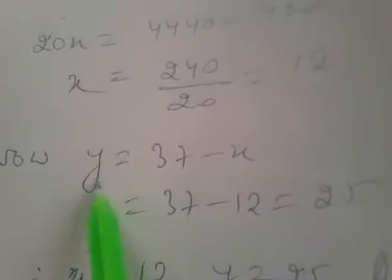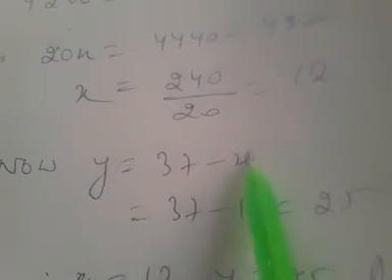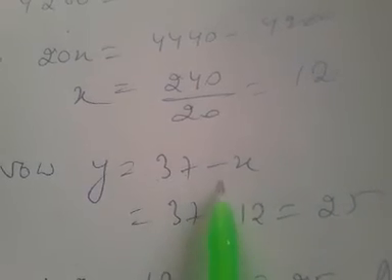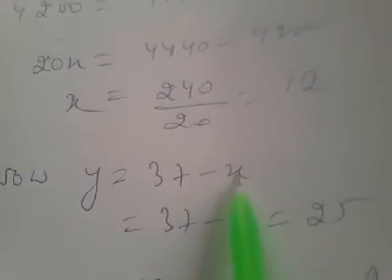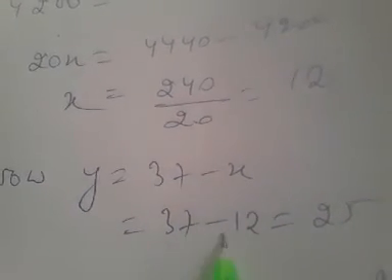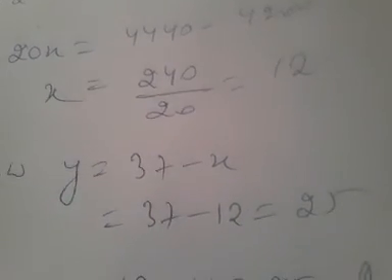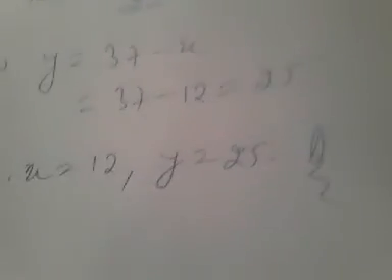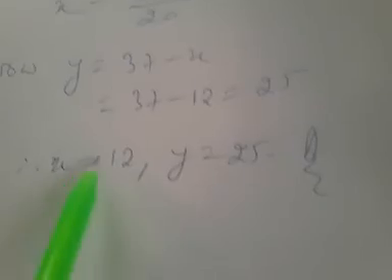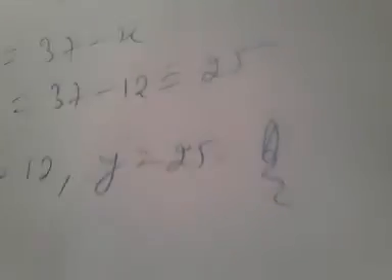Now we have obtained that y is equal to 37 minus x. Now substituting the value of x over here, we get 37 minus 12, that is equal to 25. Now the value of x is equal to 12 and y is equal to 25 we have obtained.